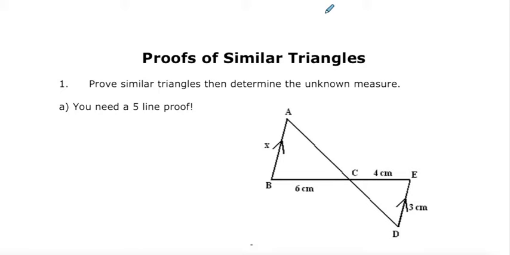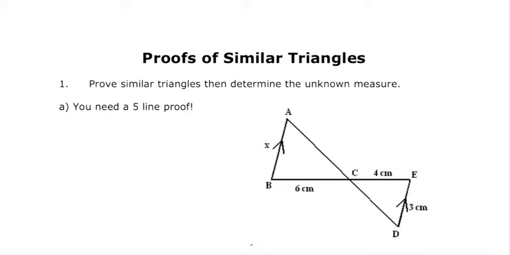Proofs of similar triangles. So let's take a look at proving similar triangles again. Remember that in order to determine any unknown measures, whether those are angles or sides, you need to show that the triangle is similar unless it explicitly tells you that in the question.